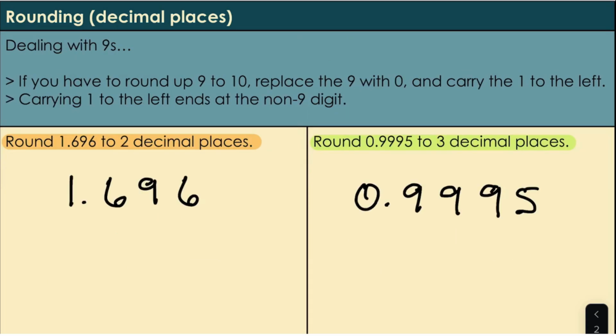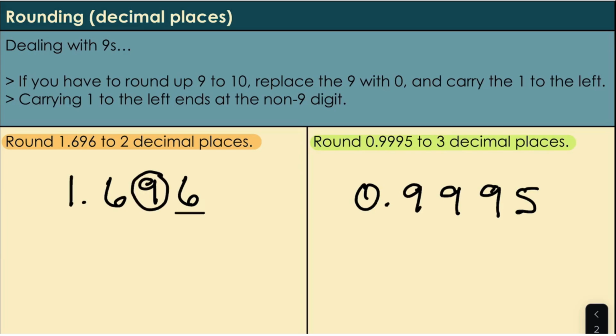Now, sometimes in these values we will have 9s. This is a little bit trickier, but you should understand after a few examples. Round 1.696 to 2 decimal places. We follow the same steps. The second decimal place is a 9. We circle it. The next value is a 6.